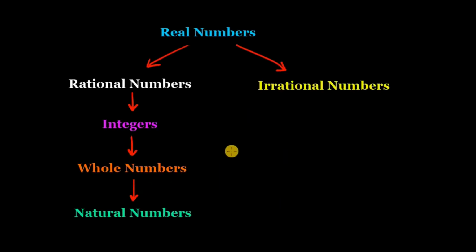Before we conclude this video, let us summarize everything with the help of this diagram. All the types of numbers that we saw in this video are real numbers. So what is a real number? A real number is basically categorized into two types. The first one is the rational number and the other one is the irrational number. The irrational number cannot be further categorized. Rational numbers can be divided into integers, whole numbers and natural numbers. As we see in this diagram, the integers are derived from the rational numbers, and so are whole numbers from the integers and natural numbers from the whole numbers.